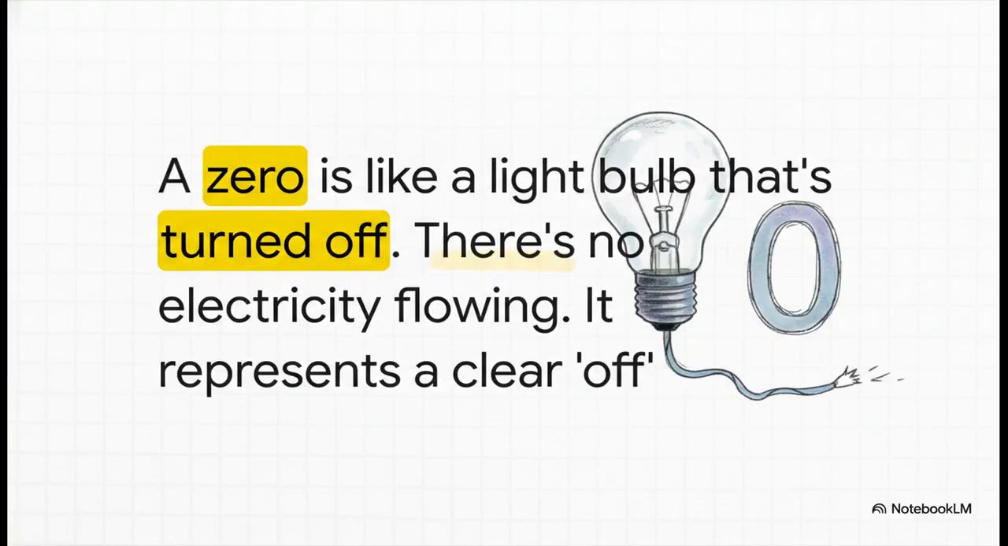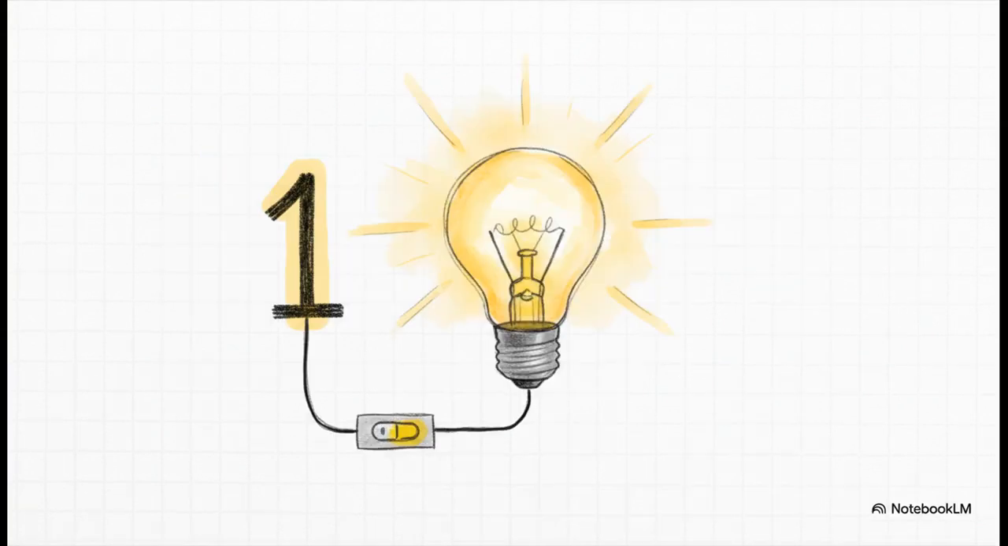That's it. Just think of a 0 like a light bulb that's switched off. No juice, no electricity flowing. It's a totally clear off signal. Simple, right? And you probably saw this coming. A 1 is just that same light bulb, but it's on. Electricity is flowing. A clear on signal. And that's really the whole alphabet a computer has to work with. On or off. 1 or 0.